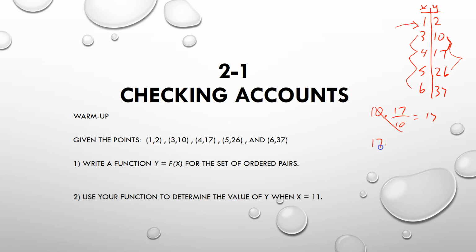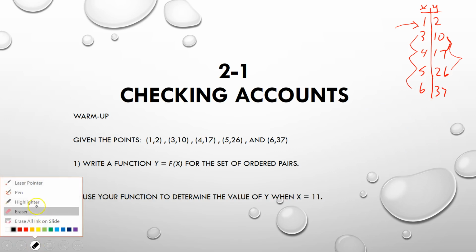If I take 17 and multiply by 17/10 again, I get 289/10, which is about 28.9. I definitely don't get 26, right? So that's not the pattern. So we thought maybe the pattern might be multiplying, but that's not what's going on. I'm not multiplying by the same number each time. Alright, so if I'm not adding the same number each time, if I'm not multiplying by the same number each time, I'm starting to eliminate some possibilities here, right?